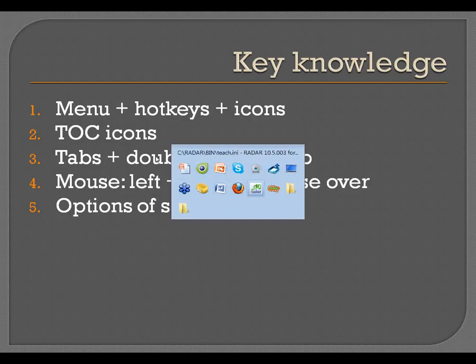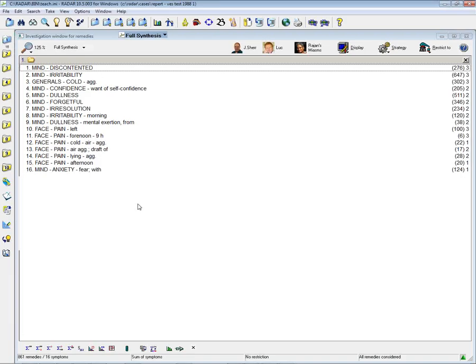So I go back now to the old Radar. This is the old Radar screen where I have prepared a case with 16 symptoms, as you can see. This case is a person with some mental problems: discontented, irritability, forgetful, irresolution. You can read the symptoms, but also with a problem of facial neuralgia, neuralgic pain in the face, as you can see from symptoms 10 to 15 in this list.